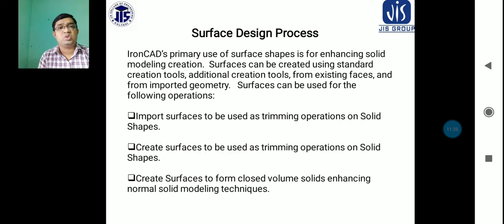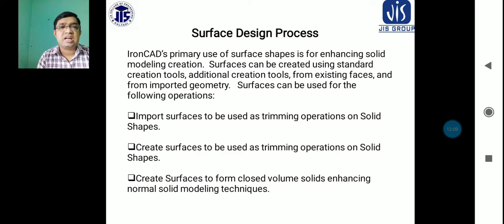trimming operations on solid shapes. In a few cases where you have to trim solid shapes, you avoid trimming operations by considering the curvature along the edge of the surface, and then you trim this solid shape. Another thing, created surfaces can be used for trimming operations on solid shapes.